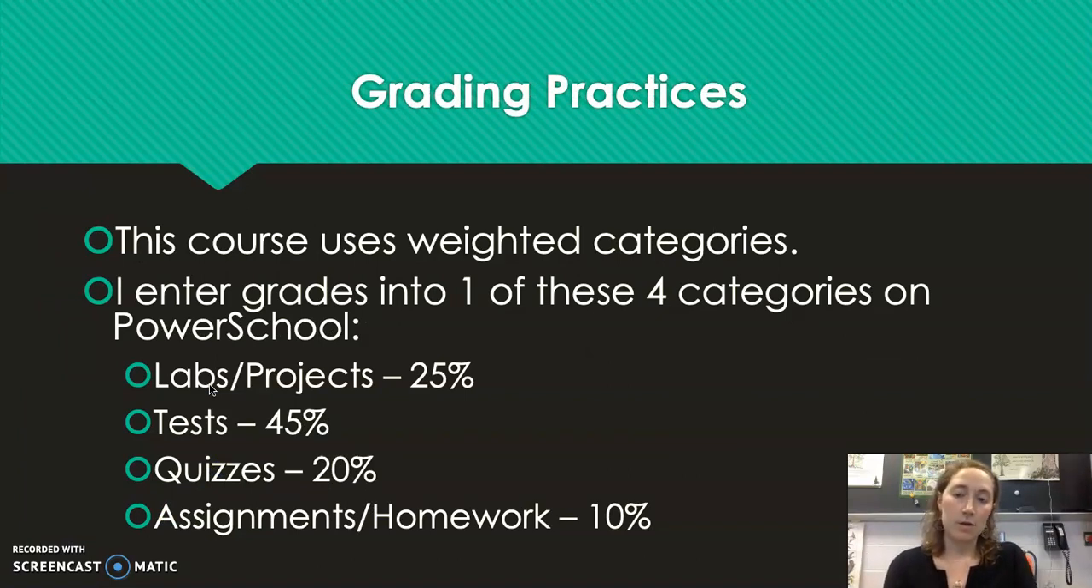Grading practices. I am using weighted categories this semester. That means that I selected 4 different categories and gave them a percentage, and if I put an assignment into that category, the grade that the student receives on that assignment will be calculated to serve as a percentage of the total final grade. So labs and projects serve as 25% of the grade, tests serve as 45%, quizzes 20%, and assignments and homework are only 10%.